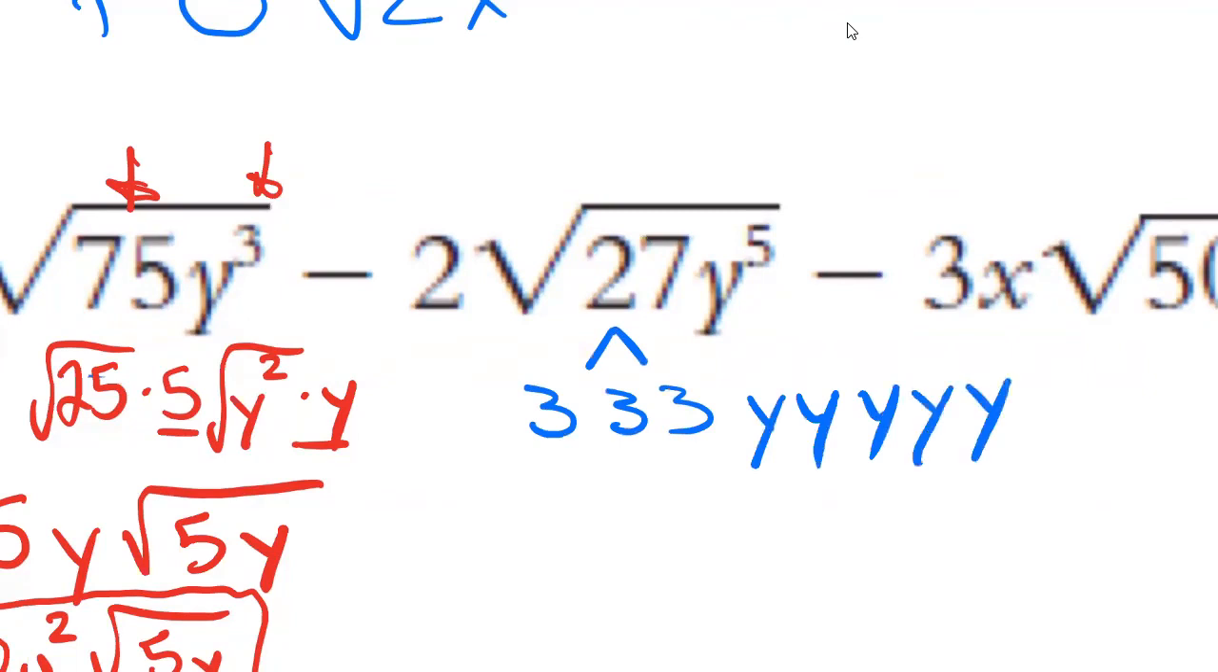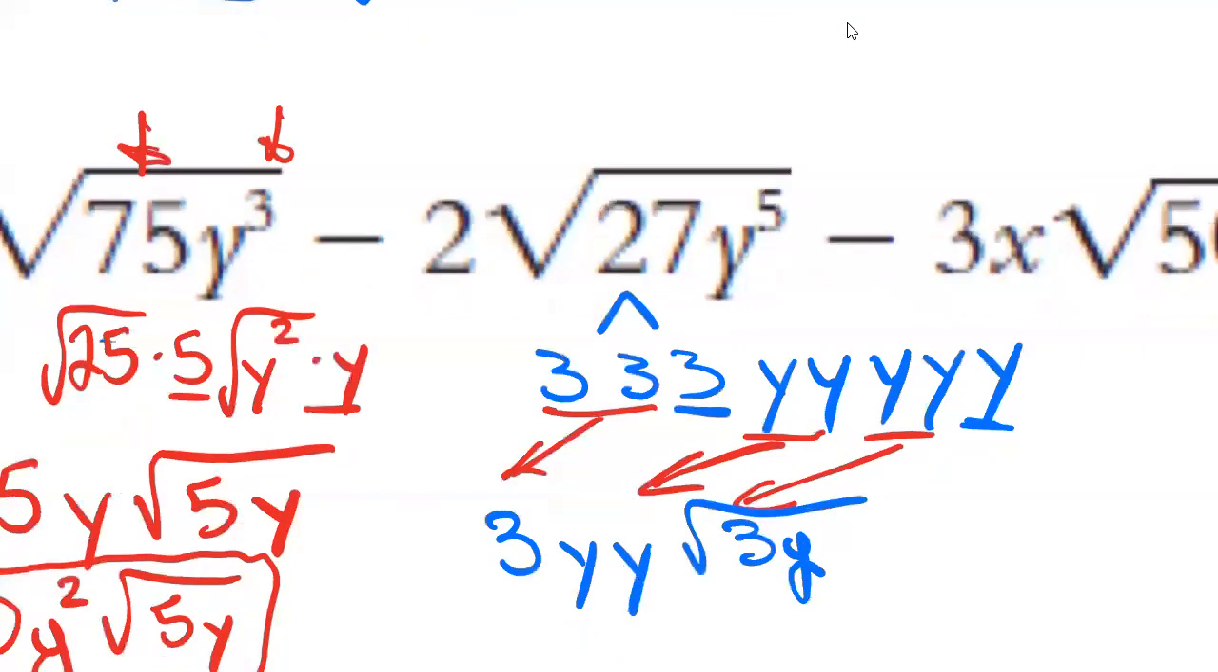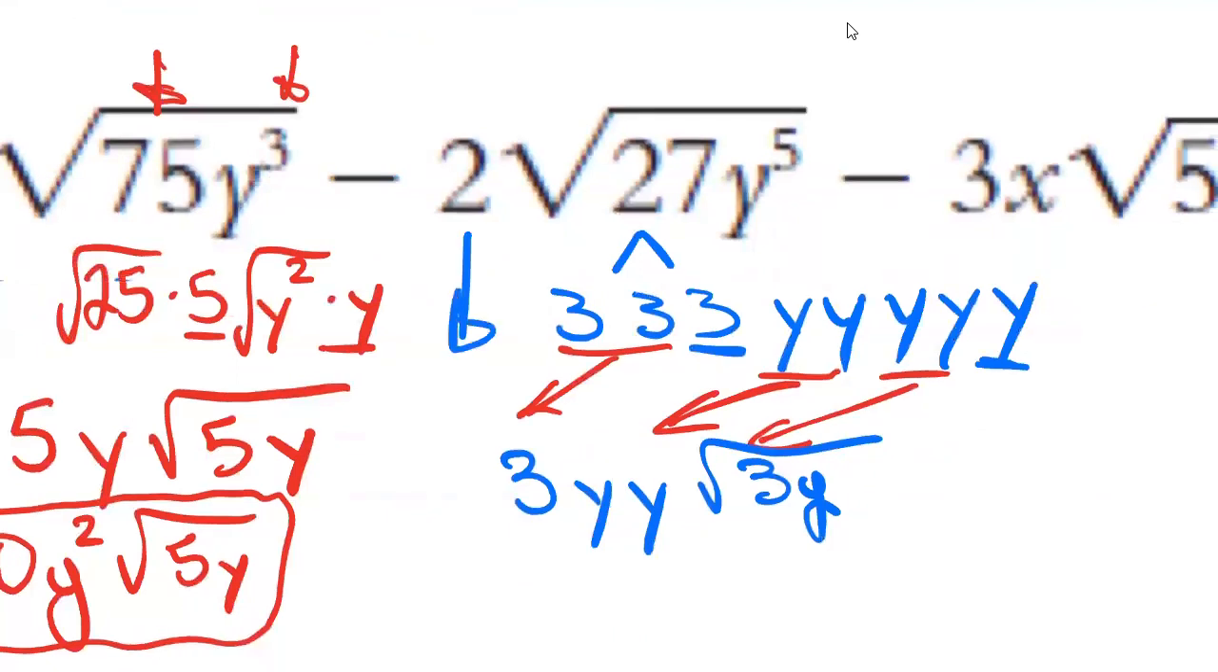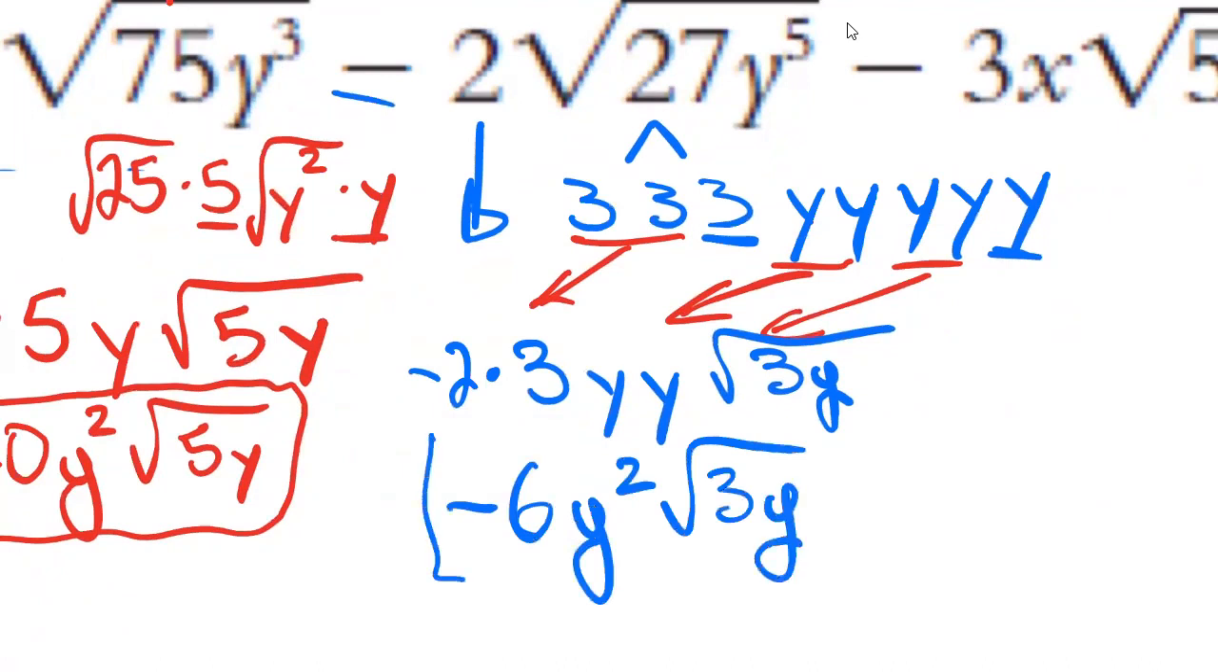I'm doing square root, so I'm looking for groups of 2. There's a group of 2, kicks out a 3. Here's a group of 2, kicks out a y. So it's kicking out a 3 and a y. And I'm left with a 3y inside my radical. Don't forget I multiply this by the -2 technically. -2 times this, so it's going to be a minus 6y squared square root 3y. There's my third term.